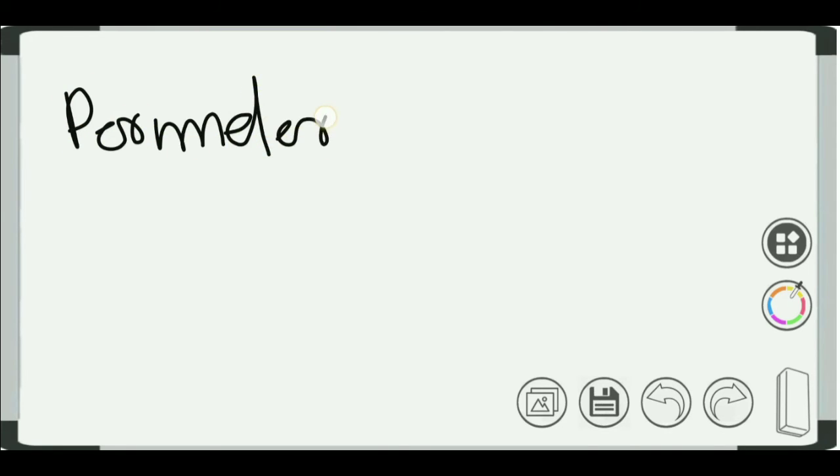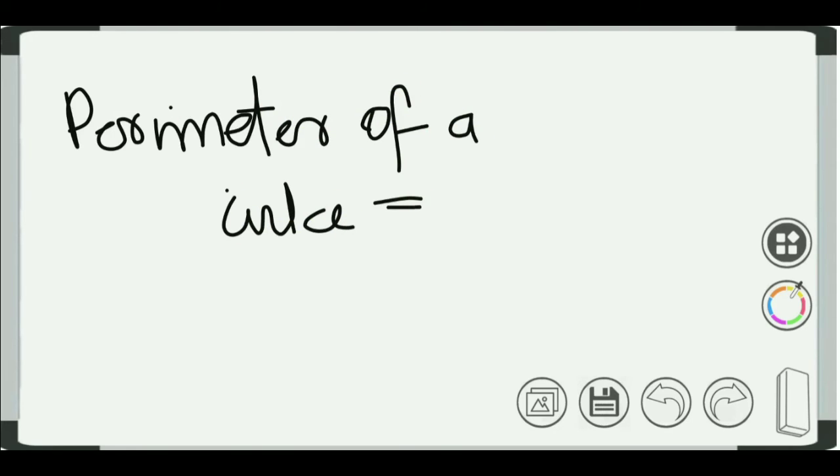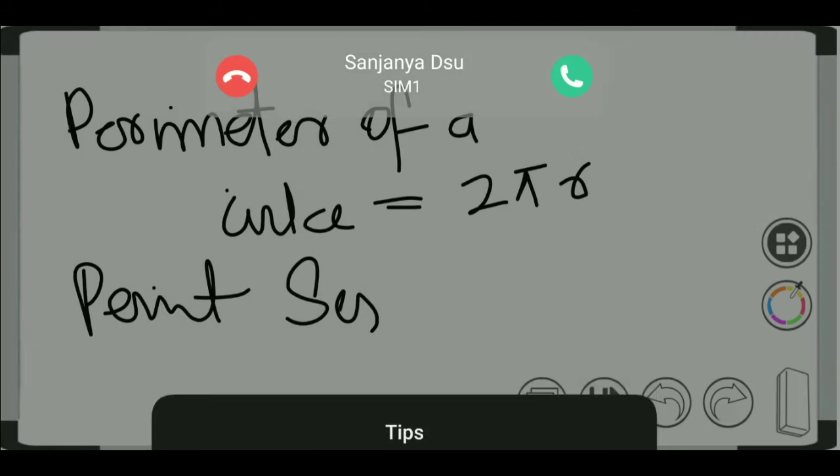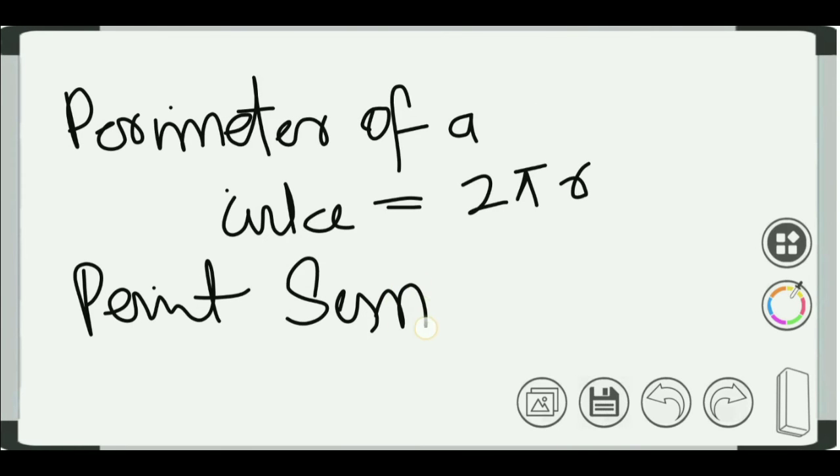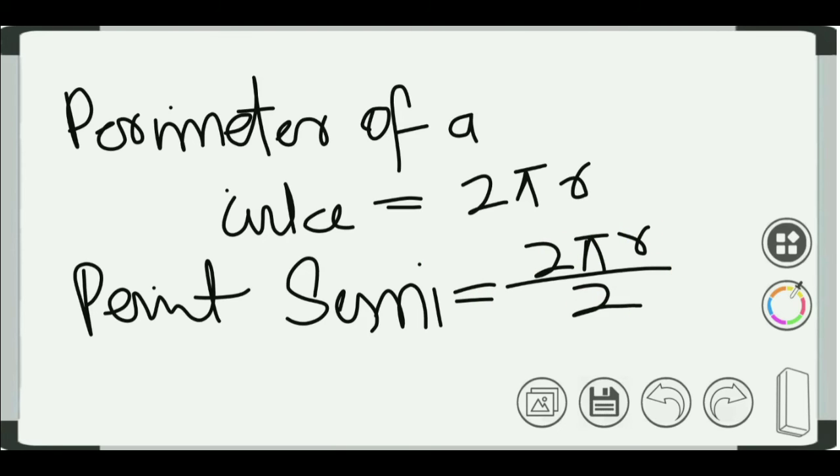So we know the perimeter of a semicircle. Tell me, what is the perimeter of a circle? The circumference, 2 pi r. So what will be the perimeter of a semicircle? Semicircle means divided by 2, half of the circle. So the perimeter of a semicircle will be 2 pi r divided by 2. The 2 got cancelled, so it will be pi r, right? So you got the perimeter of a semicircle as pi r.